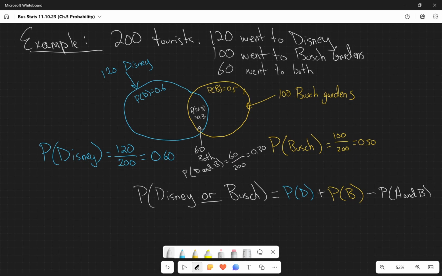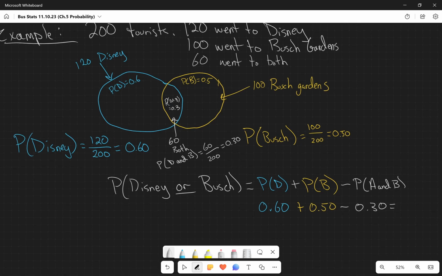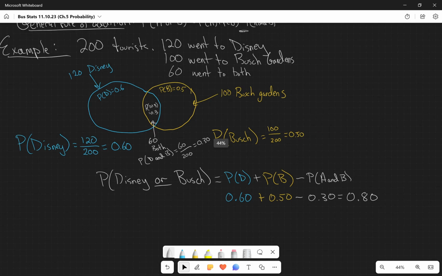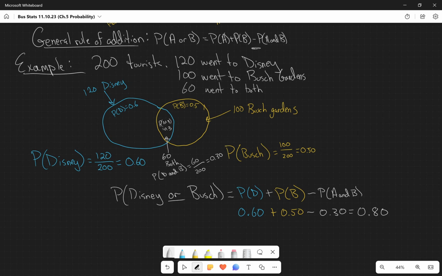And so now we're just going to plug in those values that we calculated before, right? The probability of Disney is 0.60 plus the probability of Busch Gardens is 0.50 minus the joint probability, which is 0.30. So when we do this calculation, we end up with 1.1 minus 0.3, which gives us 0.80, or 80%. So we do this so that we don't double count. We have to subtract the possibility of tourists that went to both attractions. Questions on our general rule of addition and the example of that?